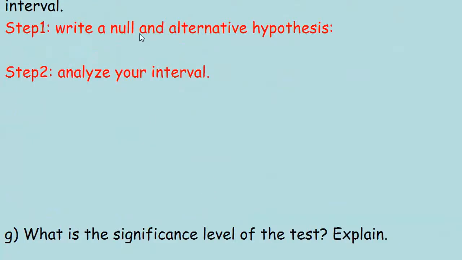So letter F, is there evidence? Explain using your interval. First, we write some hypotheses. The null hypothesis would be that the sodium level is equal to 300. The alternative would be that the sodium level is less than 300, because that's what you want to test.